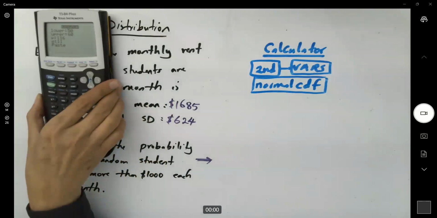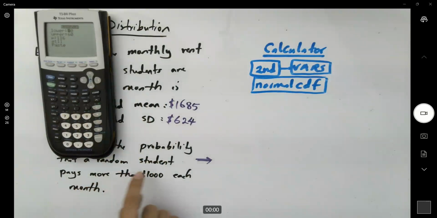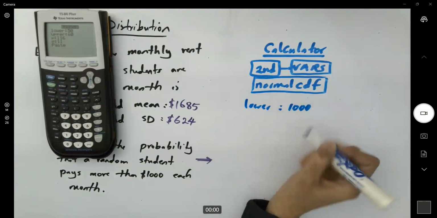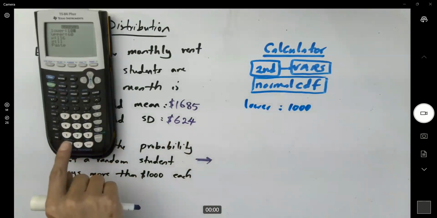We want to know what's the probability that a random student pays more than $1,000. So more than $1,000 means that 1,000 or 1,100, 1,200, 1,300, and so on. So your lower limit is going to be 1,000. Lower limit is 1,000. So enter that.